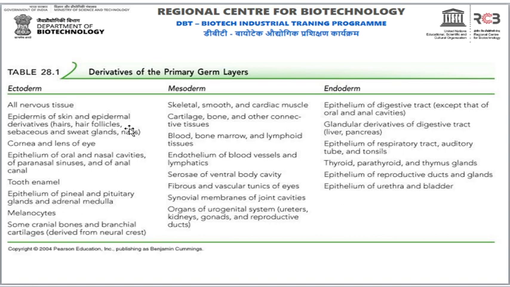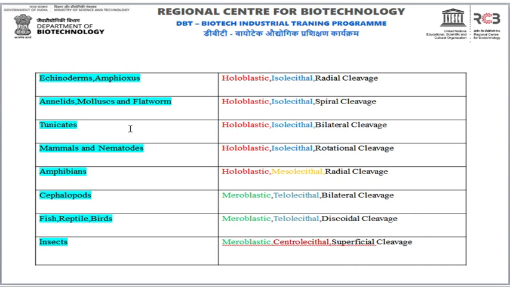Next is endoderm. From endoderm comes the epithelium of the digestive tract, except that of the oral cavity and anal canal. The epithelium of the oral cavity and anal canal are derived from ectoderm, whereas the epithelium of the digestive tract and the glandular derivatives of the digestive tract are produced from the endoderm. Next, the epithelium of the respiratory tract, auditory tube, and tonsils are derived from endoderm. Thyroid, parathyroid, thymus gland, epithelium of reproductive ducts, urethra, and bladder are derived from endoderm.